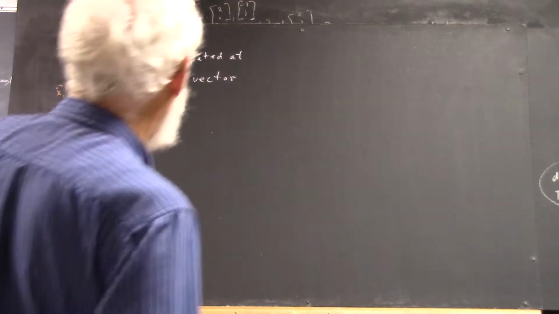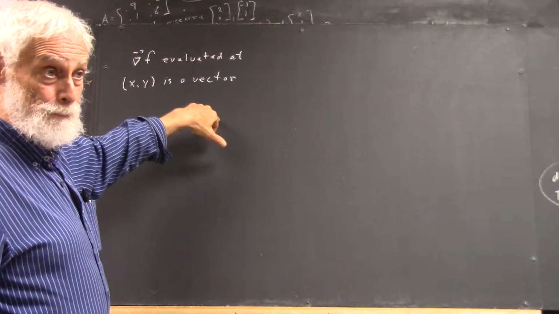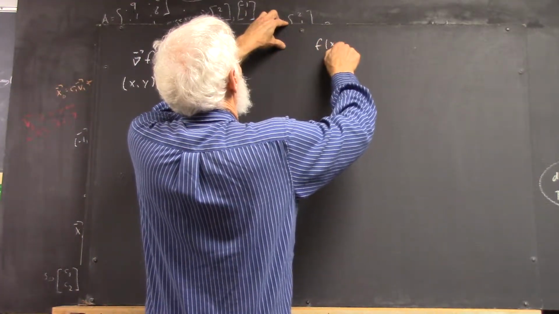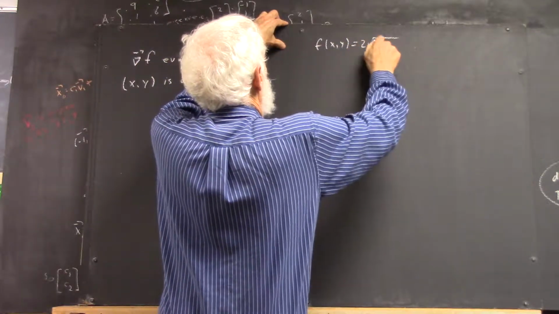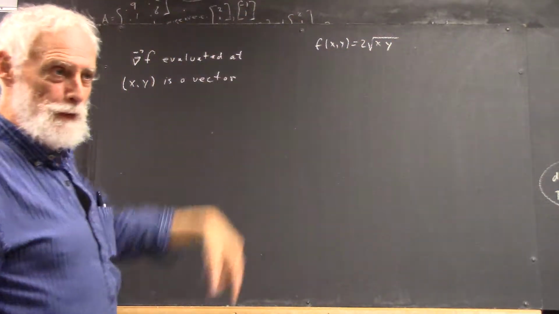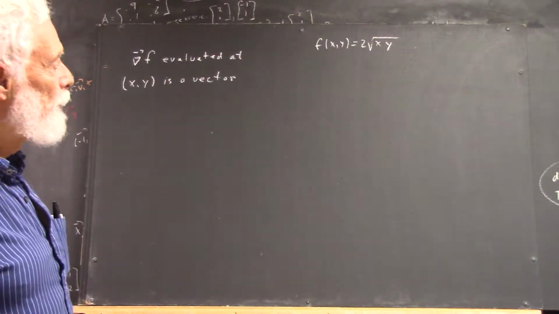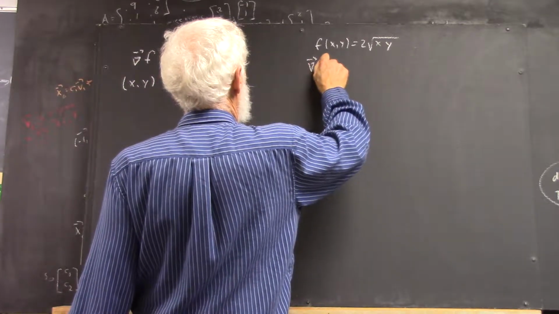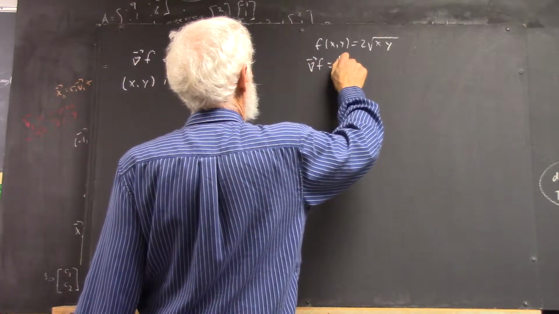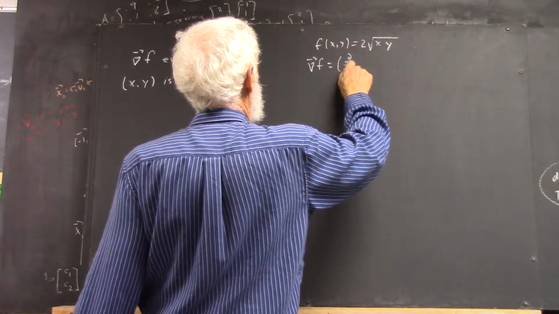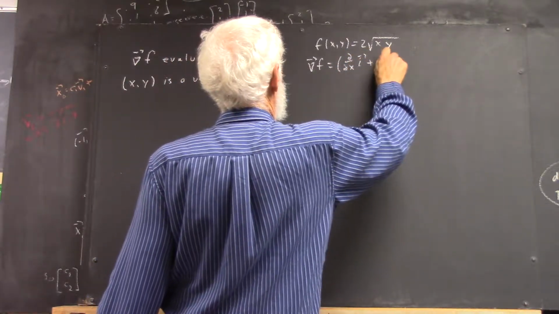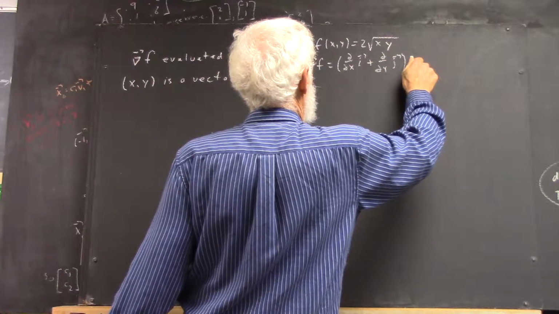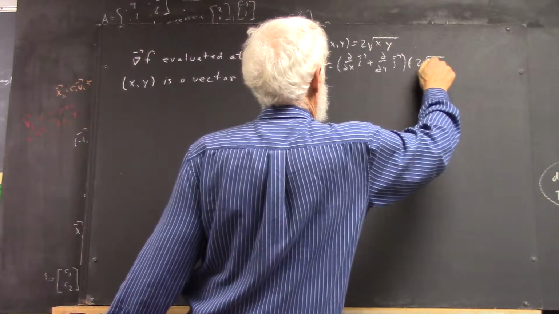Isn't it okay? Del F evaluated at x, y is a vector, right? So let's just do our favorite function, my new favorite function, okay? 2 square root of x, y. Well, del F equals this applied to the function.